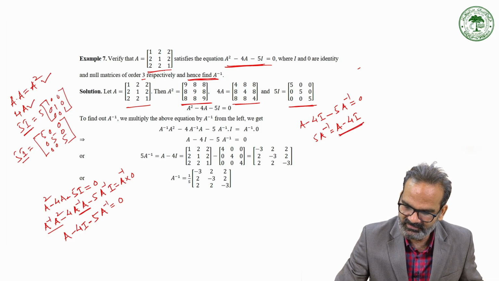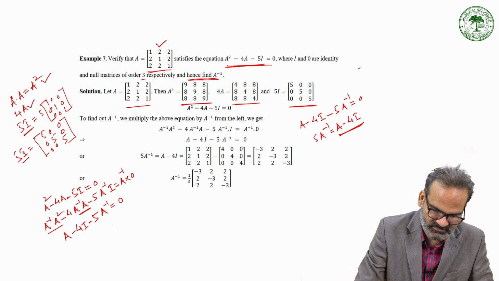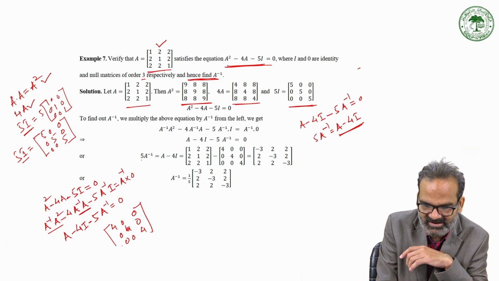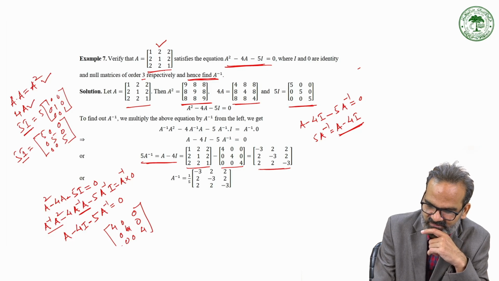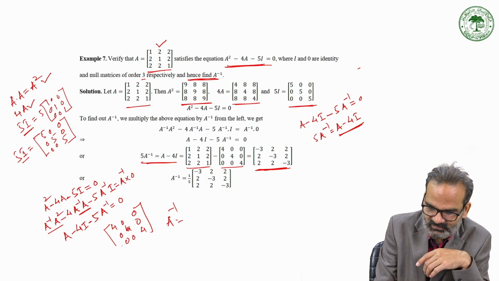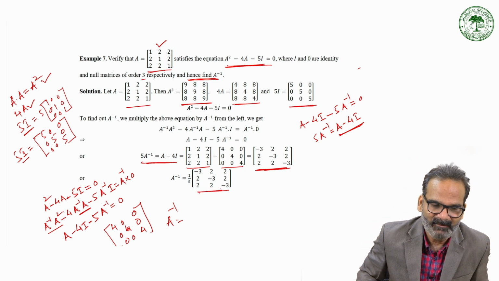Now calculate the value of A minus 4I. A is this. 4I will be what? 4I means [4 0 0; 0 4 0; 0 0 4]. This is 4I, right? 5A inverse is equal to A minus 4I. A is this matrix, 4I is this matrix. Take the difference of these two, you are getting 5A inverse as this. So naturally, if 5A inverse is this, then A inverse is equal to this matrix multiplied by 1 upon 5. So 1 upon 5 times the same matrix. This is the inverse of the given matrix, right?